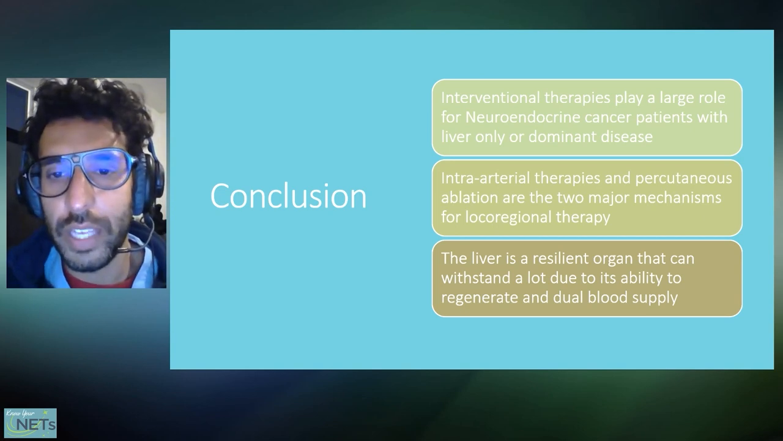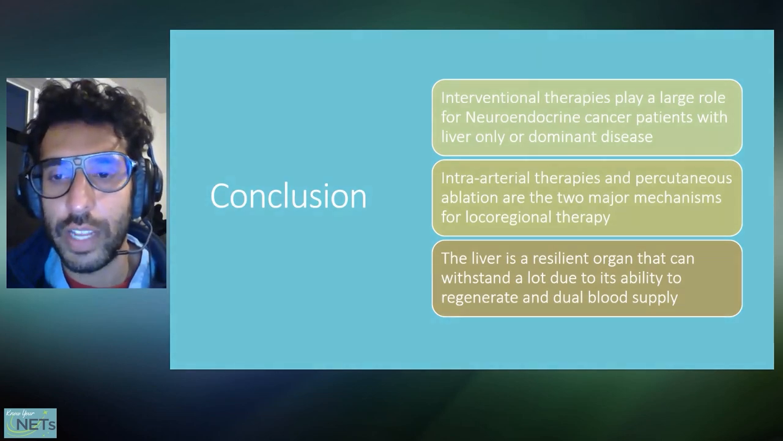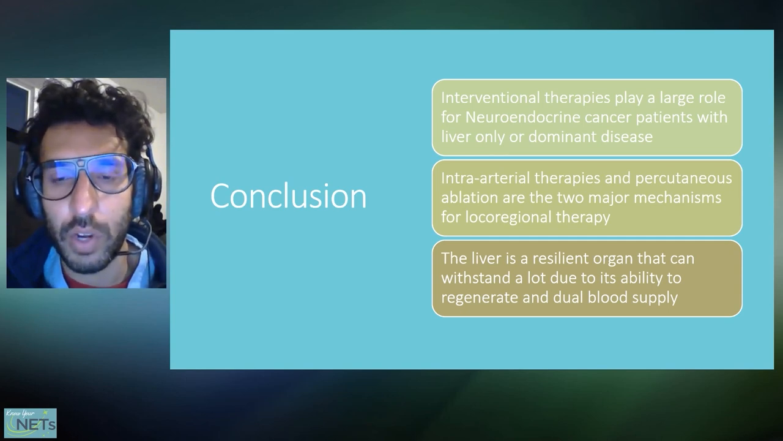So I'm going to conclude here and just say that interventional or IR or interventional oncology therapies play a large role for neuroendocrine cancer patients with liver only or liver dominant disease. Again, we talked about how we can really focus on specific organs, and the liver is really one of those sweet spots. And the two treatments that we really offer are intra-arterial therapies and percutaneous ablation. And within those umbrellas, there are multiple different procedures, as we went over.